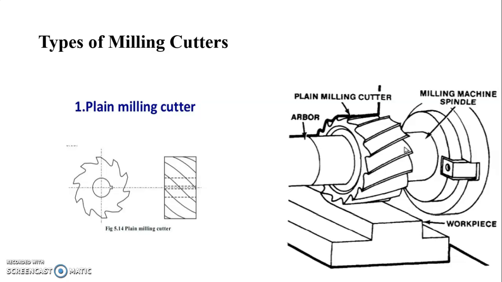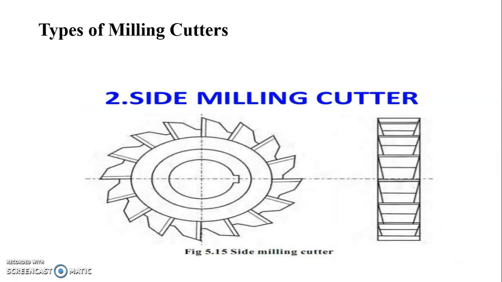A plain milling cutter with a larger width is called a slab mill. To remove more material and form a harder surface, a coarser teeth slab mill is used, whereas to remove less material, a fine teeth slab mill is used. Then next, the side milling cutter.